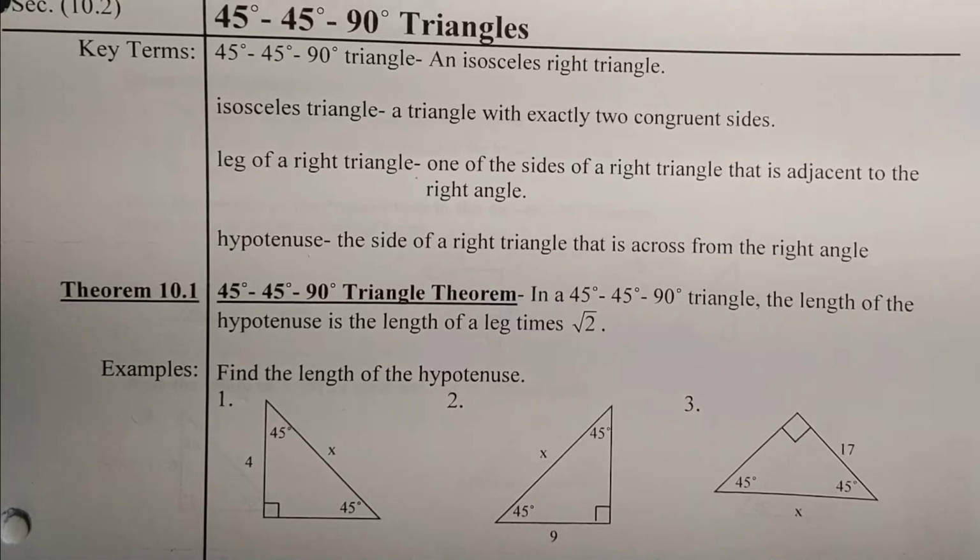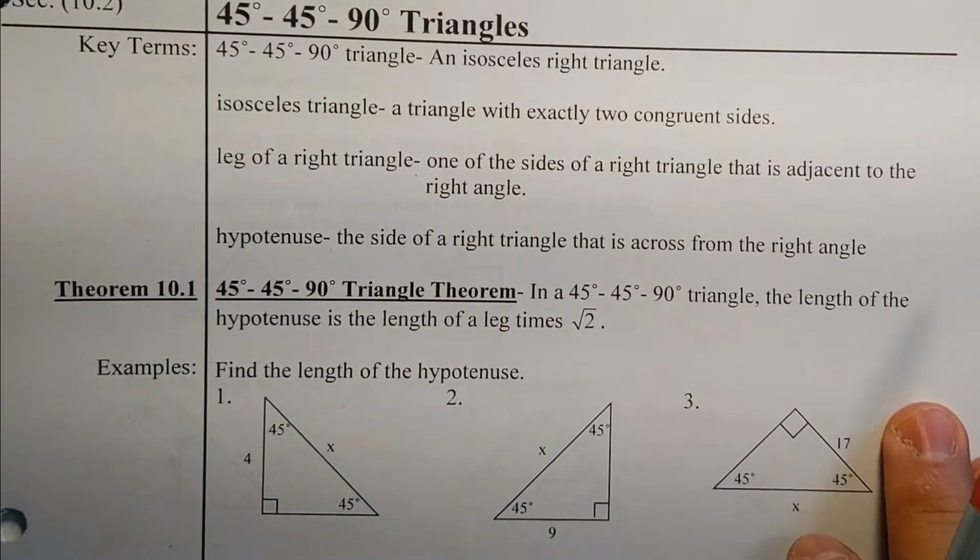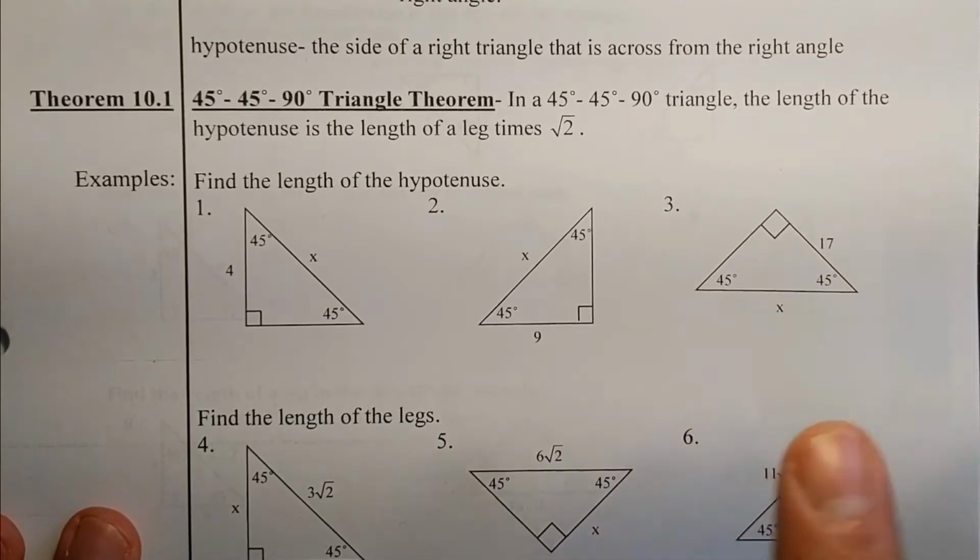Alright, this is 10.2. These are the notes for 45-45-90 degree right triangles. These are special cases, and this pattern makes it very easy to find the missing sides without having to use the Pythagorean theorem, and only having one out of the three sides instead of having two out of the three. The 45-45-90 degree triangles look like the examples down here.